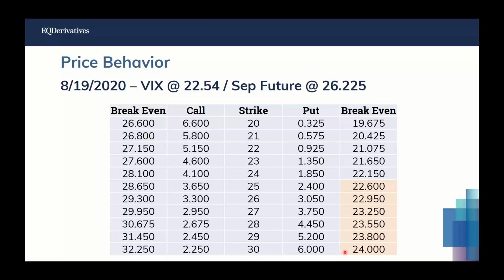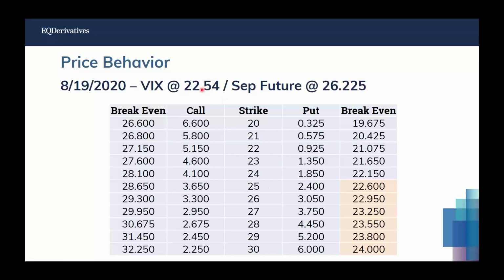Now that's not a reasonable assumption, but if you were to have, and this is not one of the trading examples, but I want you to get a visualization around how VIX options are priced with the September future at a 3.5, almost 4-point premium to spot VIX. If you took a look at buying the 30 strike put, and let's just say you got filled at the midpoint of $6, the break even on that trade is 24 at VIX expiration.